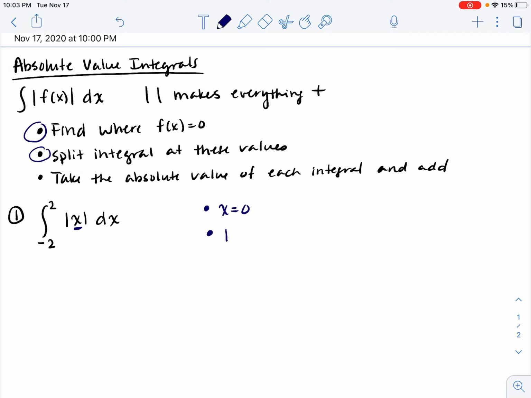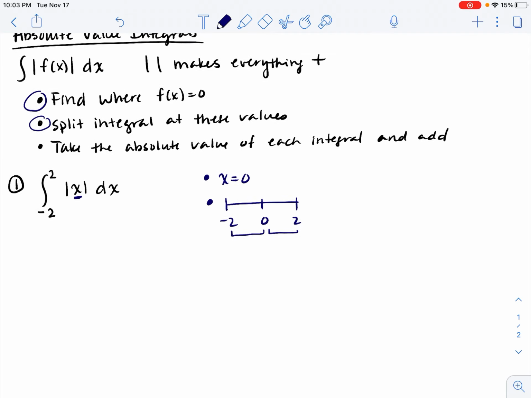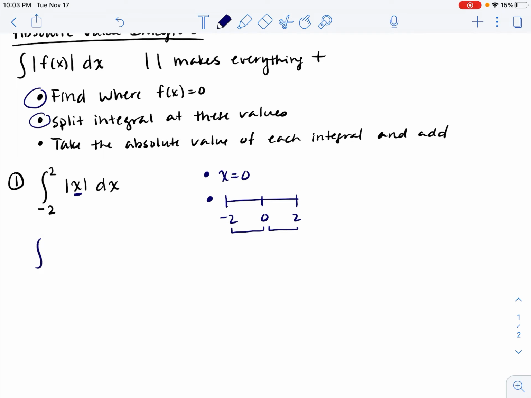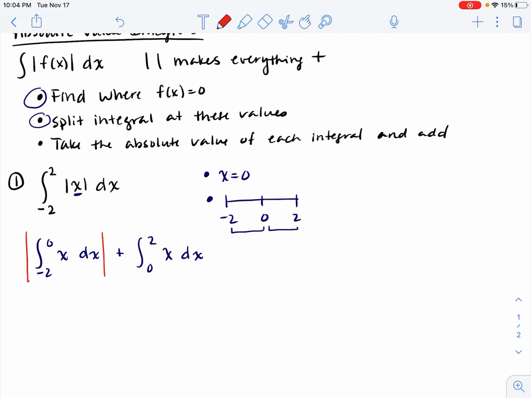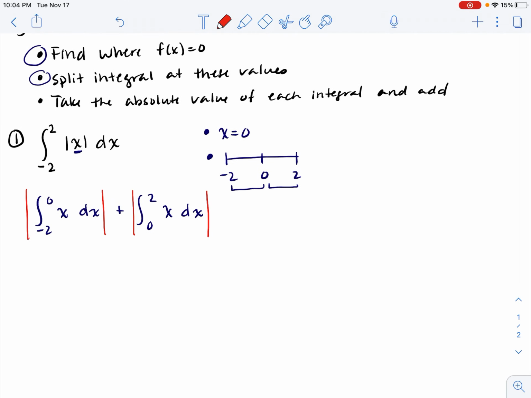Step number 2 is to split the integral at these values. This integral is going from -2 to 2. I'm going to split it at x equals 0. So now I'm going to go from -2 to 0, and then from 0 to 2. Let's rewrite that: the integral from -2 to 0 of x dx plus the integral from 0 to 2 of x dx. At this point, we remove the absolute values of the actual function, but we're going to be taking the absolute values of the actual answers, and I'll show you graphically how this looks in a second as well.